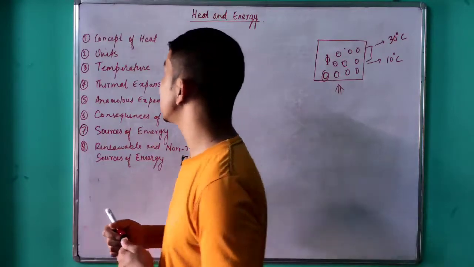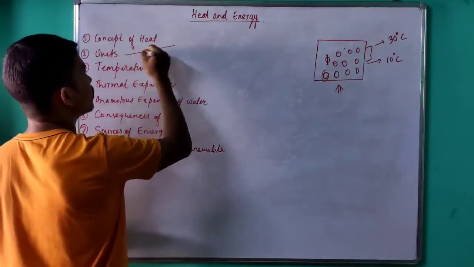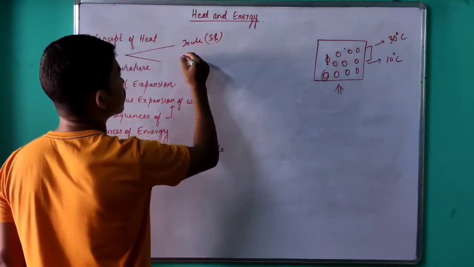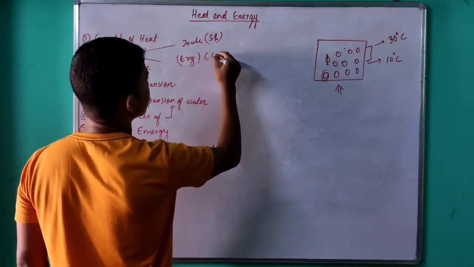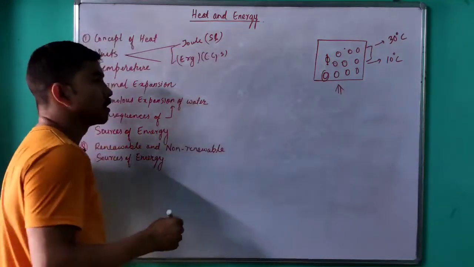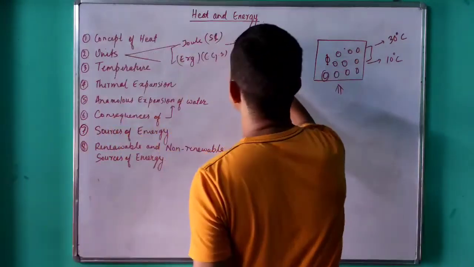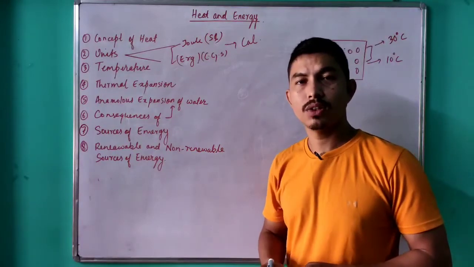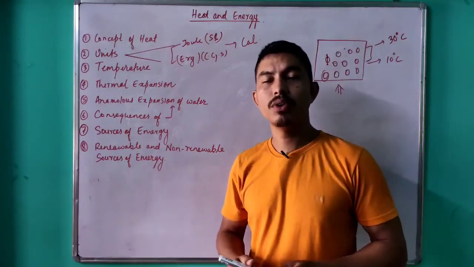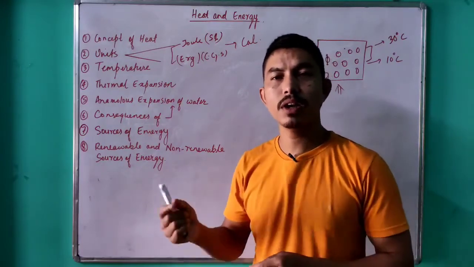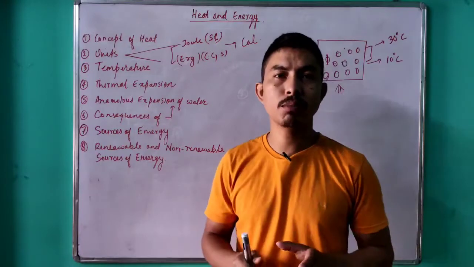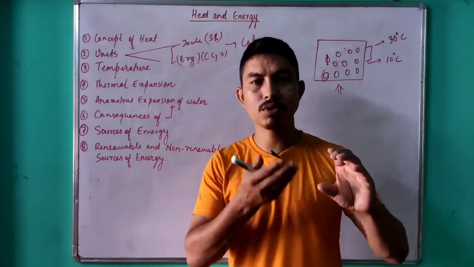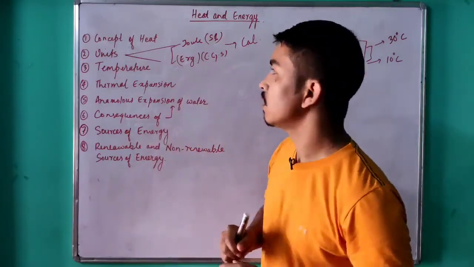Now coming to the unit of heat, heat is generally measured in joule in the SI system, and it's measured in erg in the CGS system. Apart from this joule and erg, there is a most commonly used general unit of heat, known as a calorie. Now to define 1 calorie: 1 calorie is the amount of heat required to raise the temperature of 1 gram of water by 1 degree centigrade. Whenever you change the temperature of 1 gram of water by 1 degree centigrade, whatever amount of heat you are supplying, that is said to be 1 calorie.